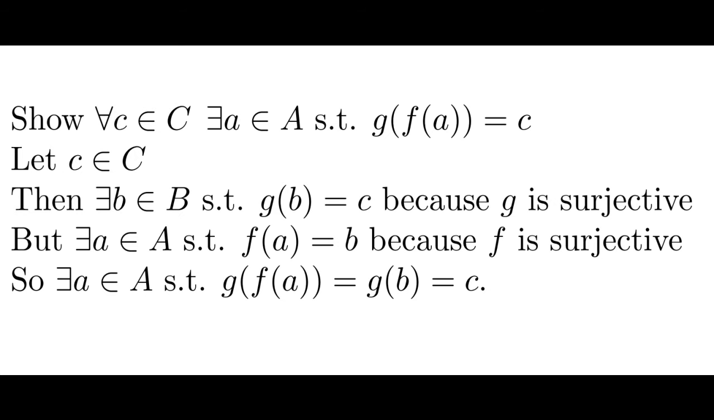Now let's look at surjectivity. We need to show that for any c in C, there exists an a in A such that c equals g(f(a)). Let's see, b and c. Since g is surjective, there exists a b in B such that g(b) equals c. But since f is surjective, there exists an a such that f(a) equals b. So, there exists an a such that g(f(a)) equals c.